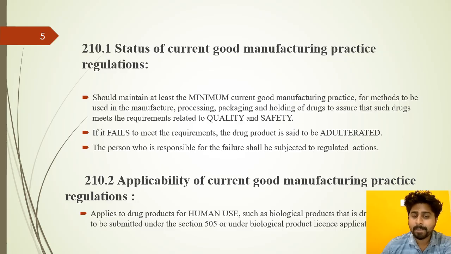And 2, applicability of cGMP regulations. Here it applies to drug products for human use, such as biological products which are submitted under Section 505, and some biological product license applications.